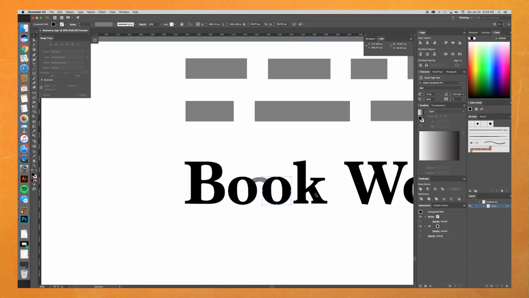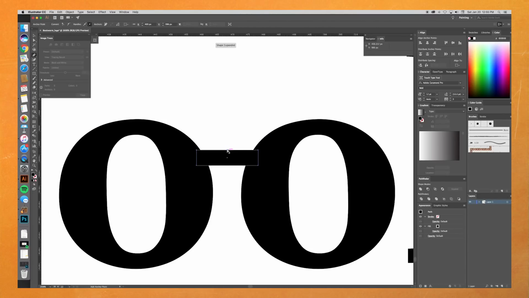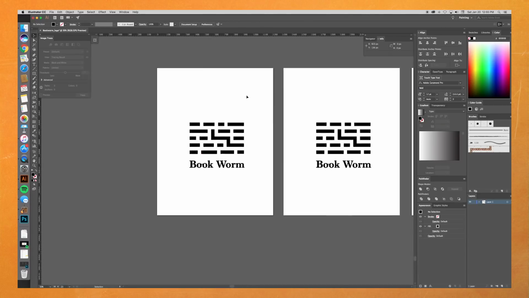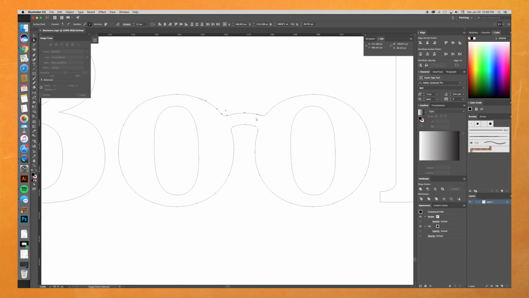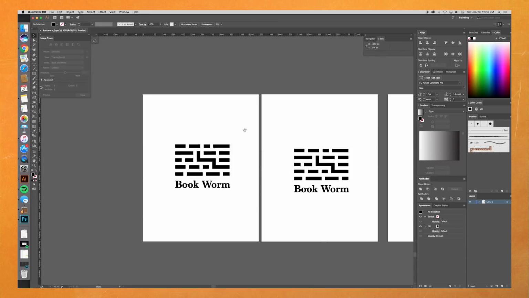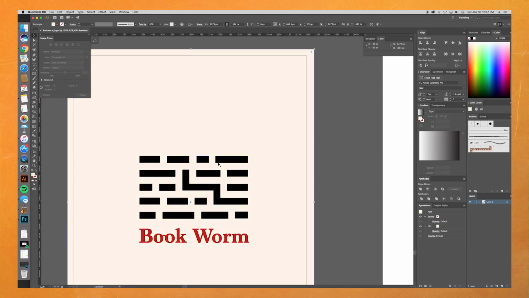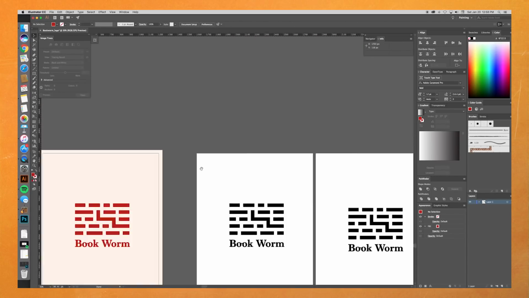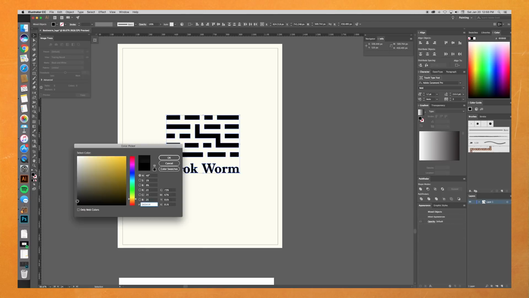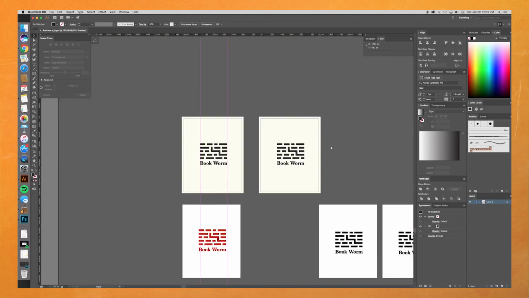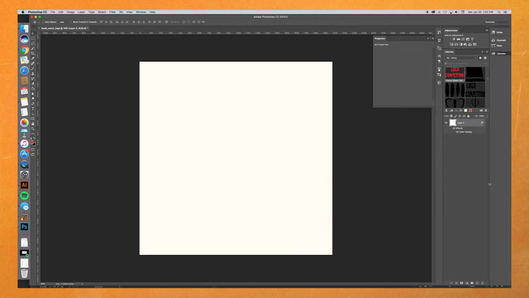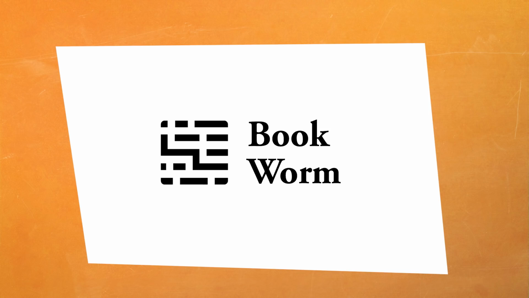I added a little bridge from the O to the O to make glasses, kind of. That's a very classic thing people do with bookworm logos. They have a worm and then they put glasses on the worm. Why? Oh, because people wear glasses, read books. Judgy. No. Okay, but I don't know. This is the final logo.